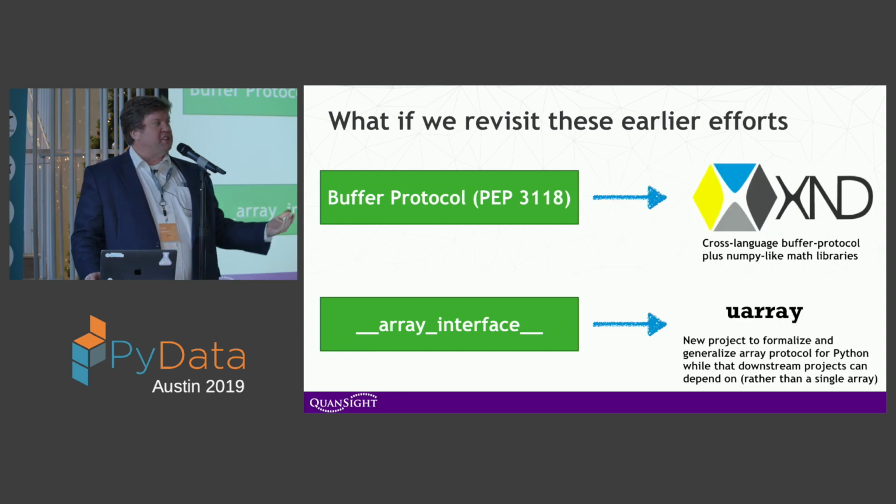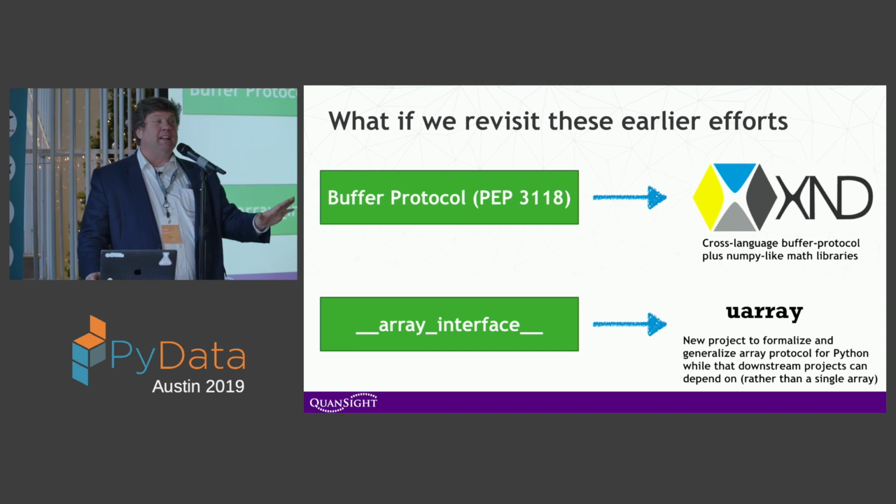But we can go back and revisit these efforts. And in fact, I won't talk today about XND, but XND is effectively a generalization of the buffer protocol, particularly around the type system, the data type system, and it's a very sophisticated story around that. It's very nice. The code works. It's out there. It's a set of C libraries. It's a reference implementation of a concept that basically generalizes the buffer protocol.